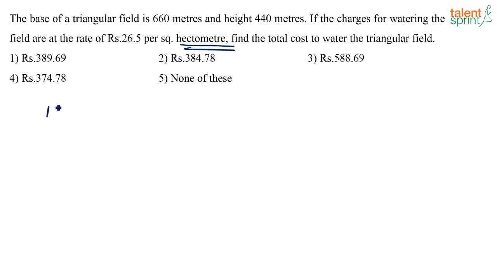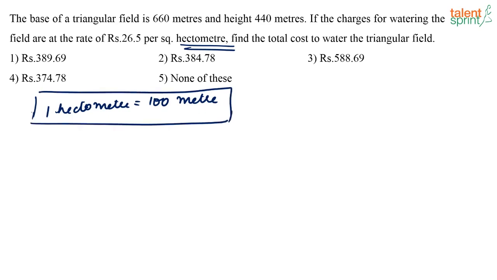So 1 hectometer is 100 meters. So if you know that, it's very easy to solve. See, hecto means 100. So 1 hectometer is 100 meters. Now, yes, there are some multiplications involved here. You cannot do away with the multiplications. Now, let us solve it.